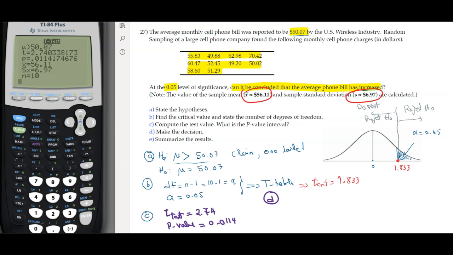D, we want to make a decision, so the decision is either you compare the t-test with the t-critical, or you compare the p-value with the alpha. So the p-value and the alpha, the formula is, if the p-value is less than the alpha, you reject H0. So this is my formula. Now let's identify the p-value, which is 0.0114. The alpha value is 0.05. So this is a true statement, correct? And here we're gonna reject H0.